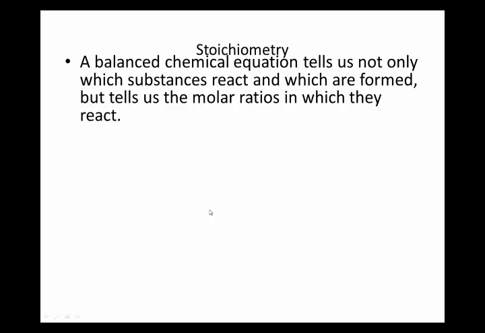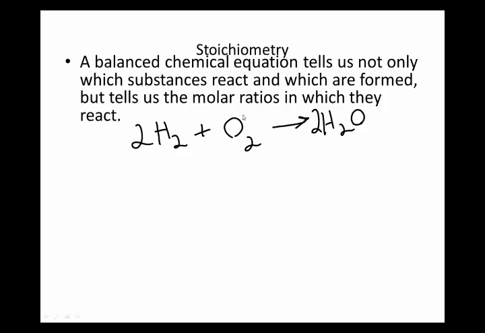So if we have something like H2 plus O2 produces H2O, well, we know when we balance it, it tells us that we have two molecules of hydrogen reacting with one molecule of O2 to produce two molecules of water. So there's a ratio. Every one molecule of O2, oxygen, requires two molecules of H2, of hydrogen. And they together will produce two.